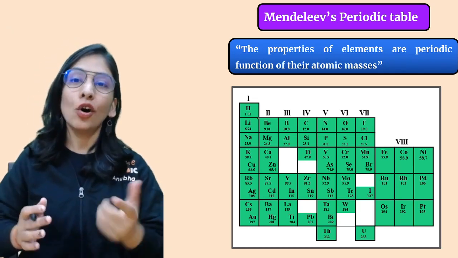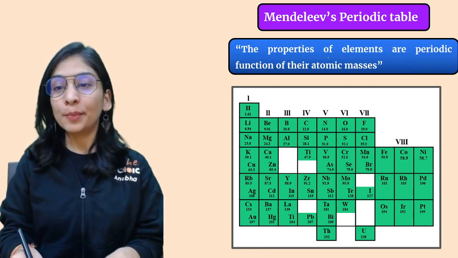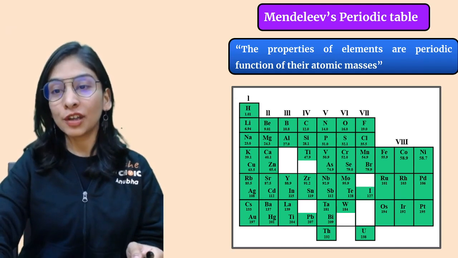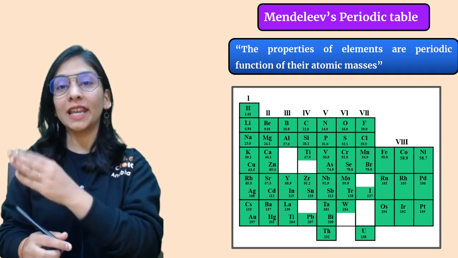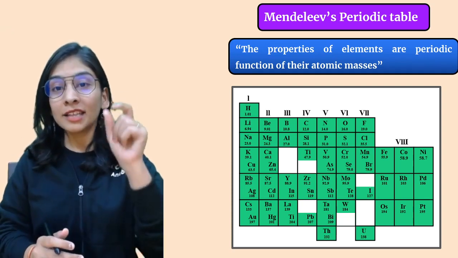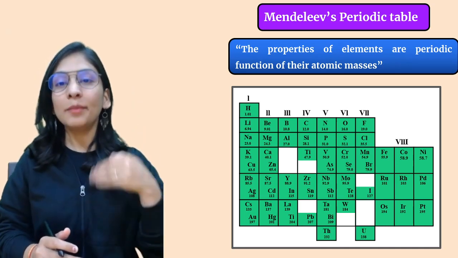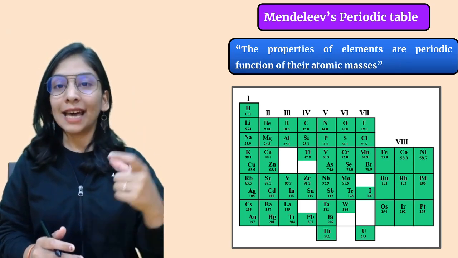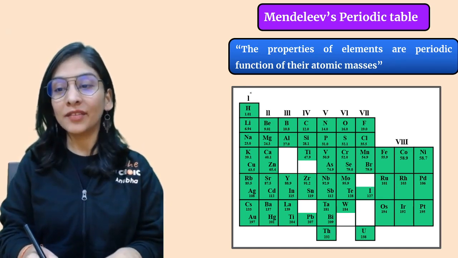And he gave us a law as well, called Mendeleev's periodic law: the properties of elements are a periodic function of their atomic masses. Whenever there's repetition in properties, it happens when we start arranging the elements in terms of atomic mass. Elements with the same kind of properties are grouped together in his table. So that was his table, having eight groups.